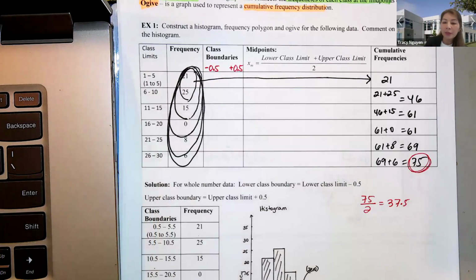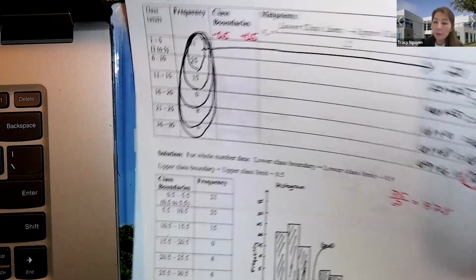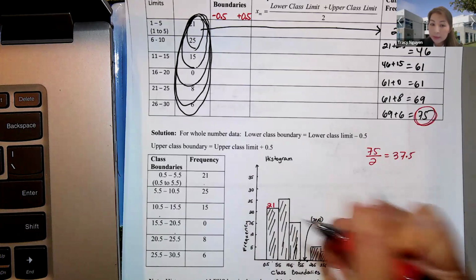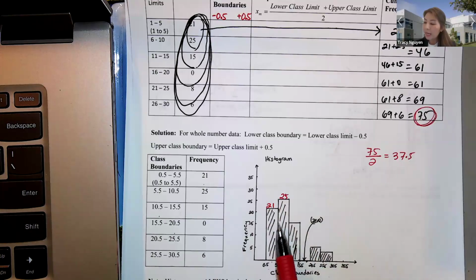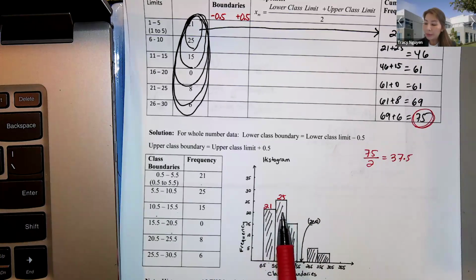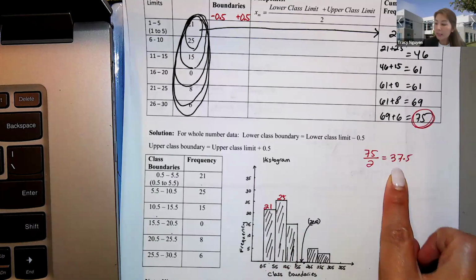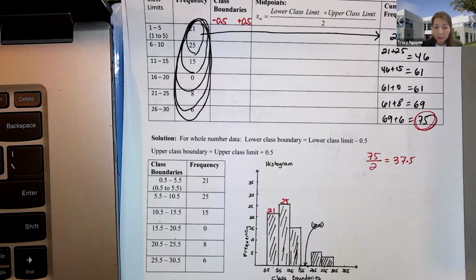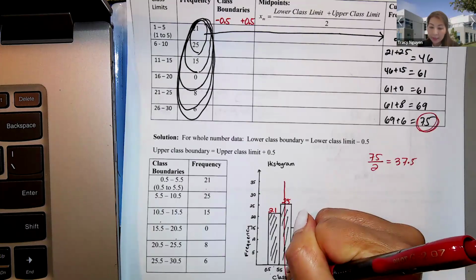So now, when you look at your histogram here, the very first bar you have is 21. The second bar you have is 25. So now, if I add the frequency of 21 and 25, that's 46, that's more than this already. So meaning that the 37th data value would be somewhere in this bar here, right?